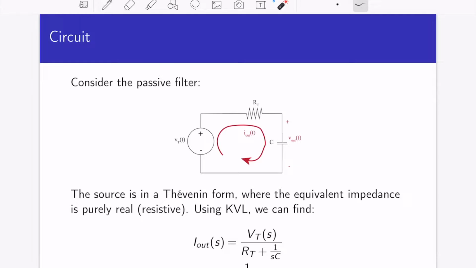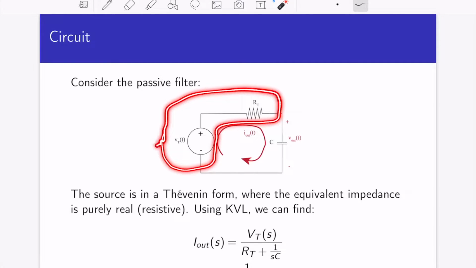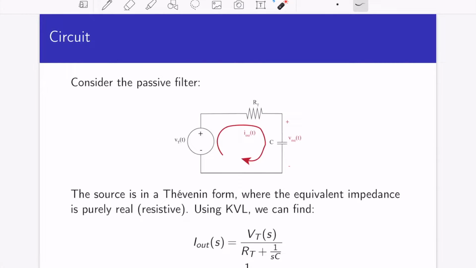Okay, let's look at an example. So we have an independent time-varying voltage source, V sub T of t, in series with a resistor and a capacitor. Now notice that the source is of the form where we have an ideal source and then a Thevenin equivalent resistance. So this is a Thevenin form input circuit, okay? And now we can do a loop equation.